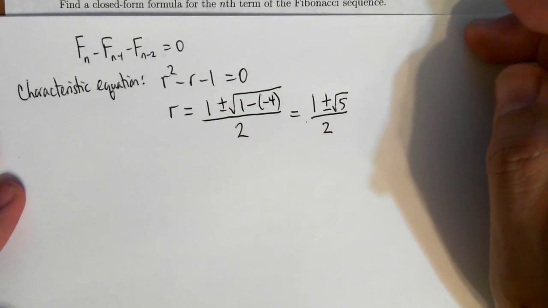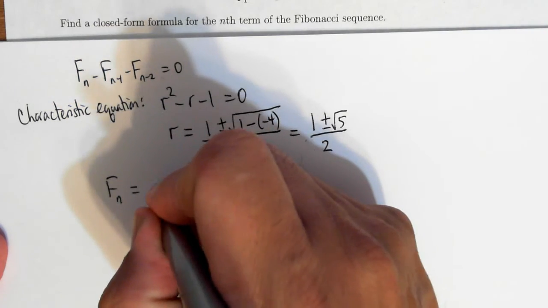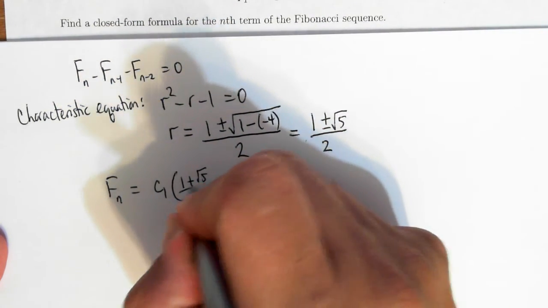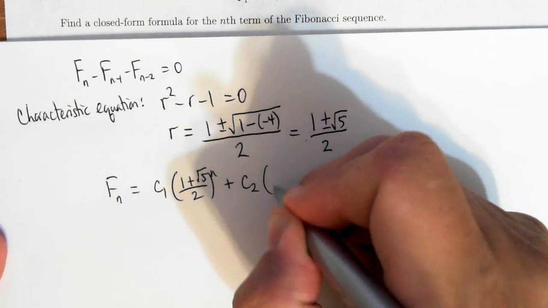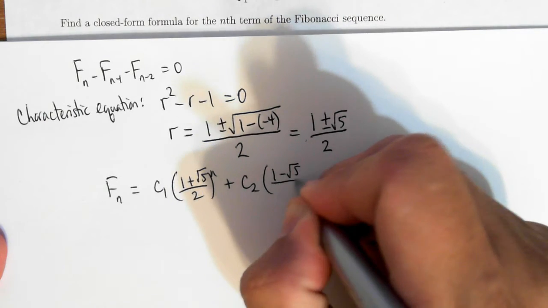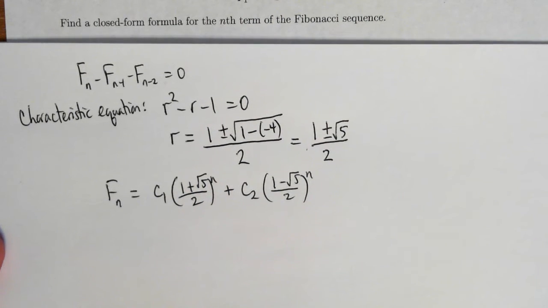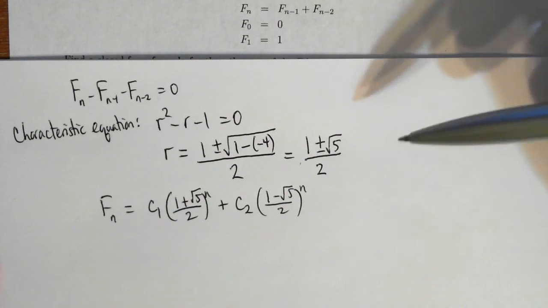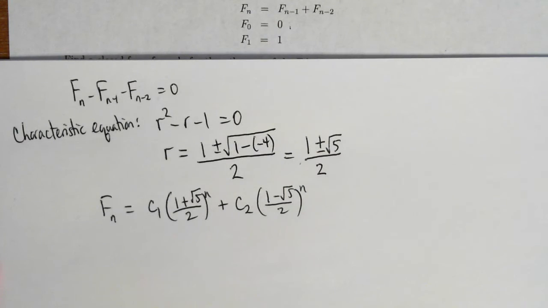Okay, well, let's see. So this means that the nth term of the Fibonacci sequence will be some constant times the first root, 1 plus square root of 5 over 2 to the n, plus some second constant times the other root, 1 minus square root of 5 over 2 to the n. And then it's just the small matter of solving for c1 and c2. Now, to solve for those constants, we'll use the initial conditions, that if we plug in 0, we get 0, and if we plug in 1, we get 1.